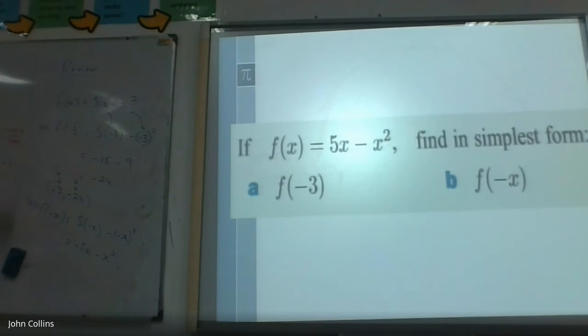So that was subbing in individual variables or numbers into a function. The next thing was substituting functions into functions. What was that called again?